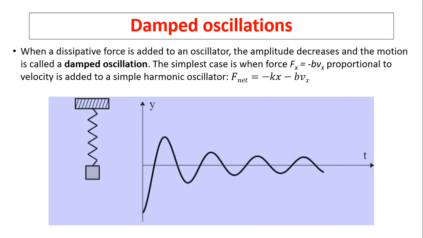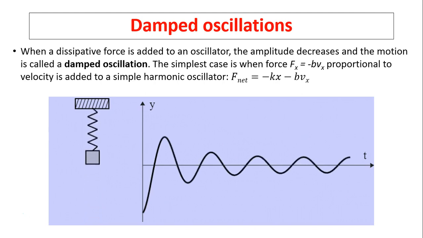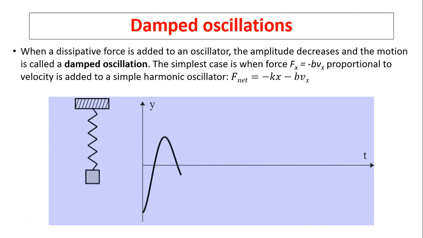Damped oscillations. When a dissipative force is added to an oscillator, the amplitude decreases, and the motion is called a damped oscillation. The simplest case is when a force Fx equals negative bvx, proportional to the velocity, is added to a simple harmonic oscillator. In that case, F net equals negative kx minus bvx.